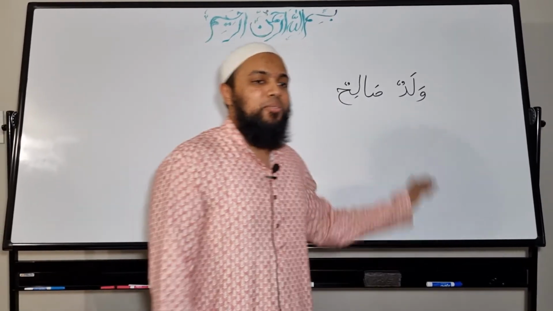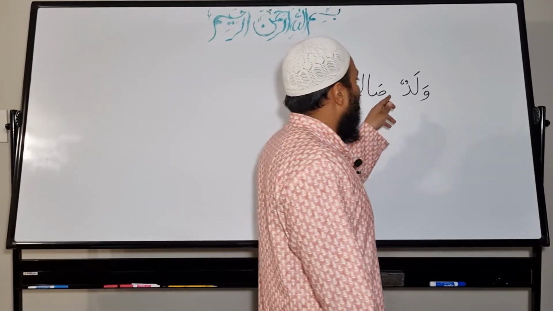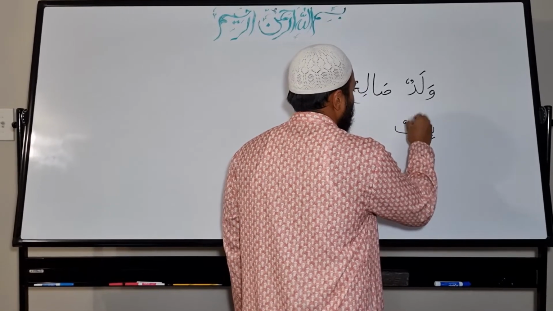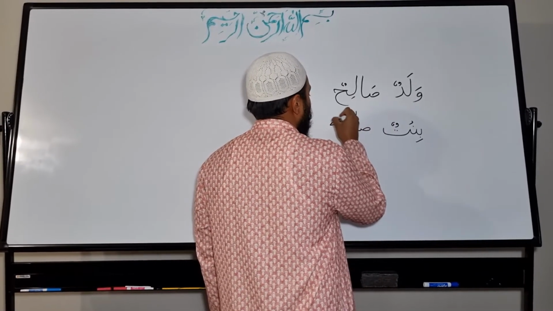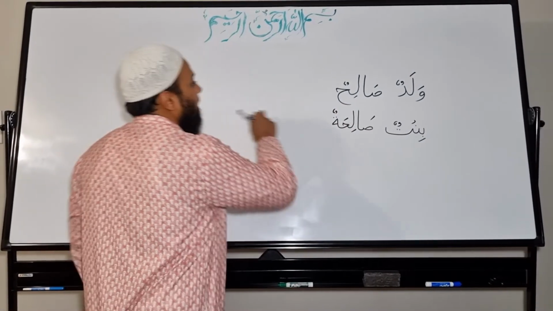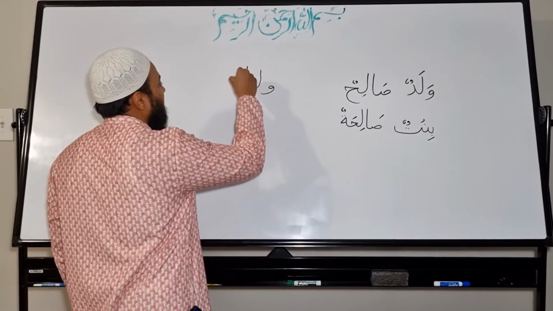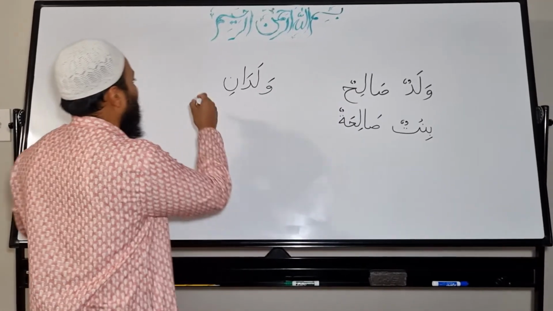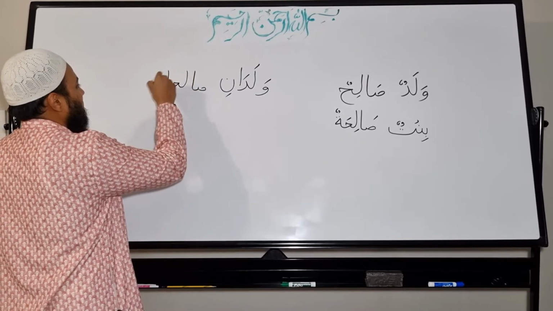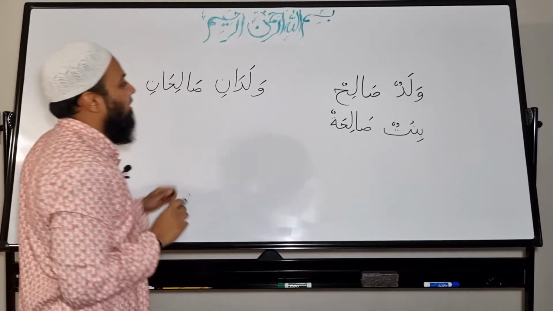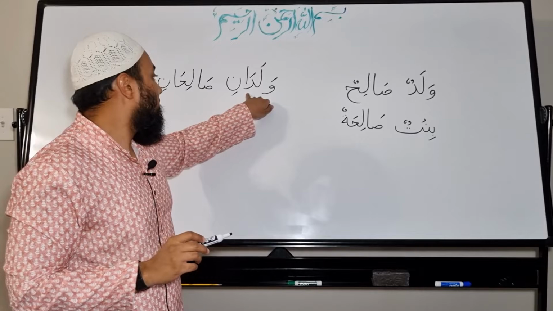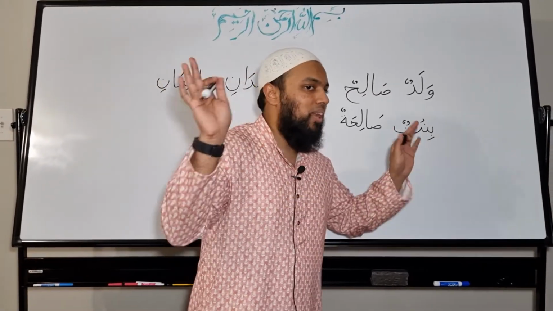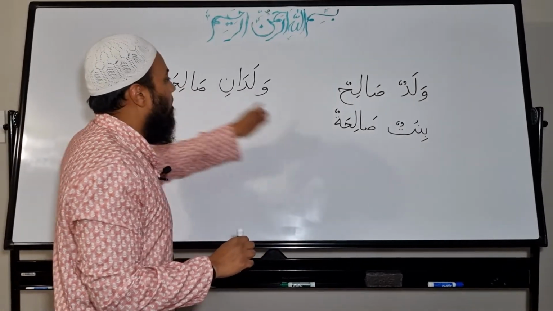Waladun salihun. And this is nakira. What about this is muzakkar? So muannas would be bintun salihatun. What about musanna? Waladun would be waladani, and salihun would be salihani, right? What about marifa? Al waladani as-salihani, because there's no issue of tanween, so we don't have that, right? Waladani salihani.